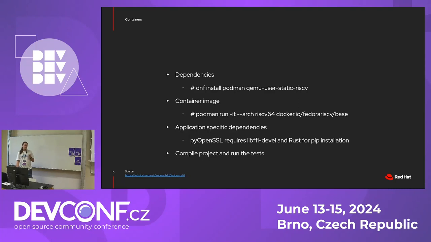There are some things that you might run into with the dependencies. For example, for us, we were installing PyOpenSSL via pip, and it failed to install. The reason is that it is not precompiled for RISC-V, so we needed to compile it ourselves. That's why we needed additional dependencies like libffi-devel and rust for the installation. But once you have that sorted, it was pretty smooth, right?